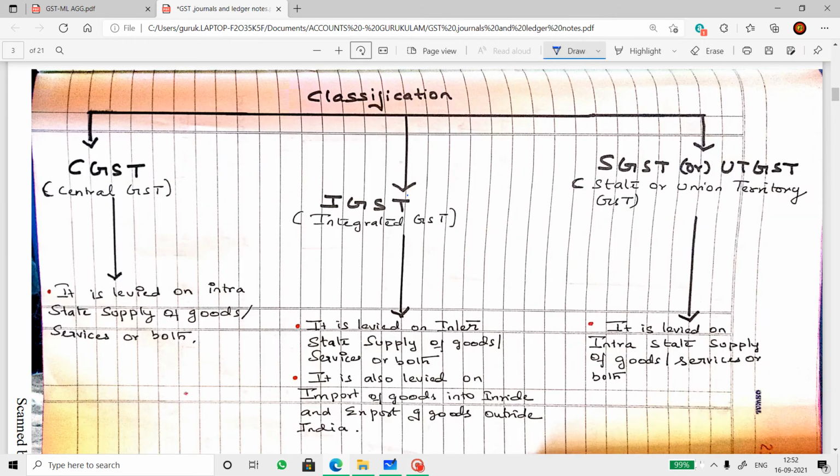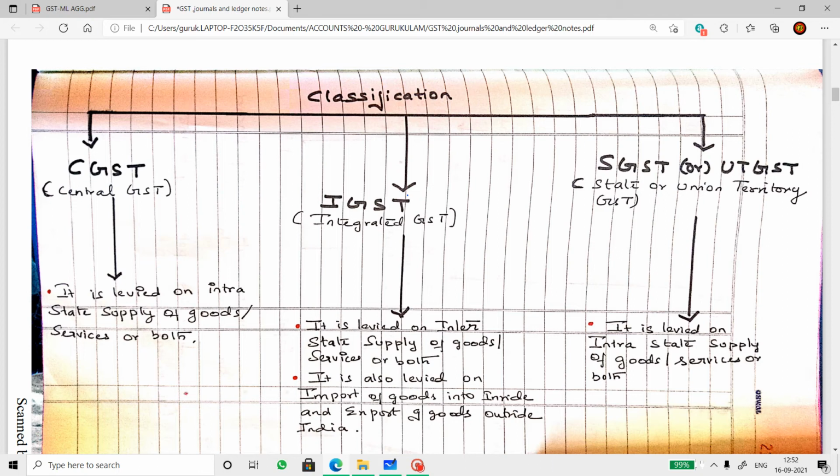So next I'm going to show you the classification of GST. So we understood what a GST is. GST is an indirect tax. Okay. Now GST was introduced in the year 2017.